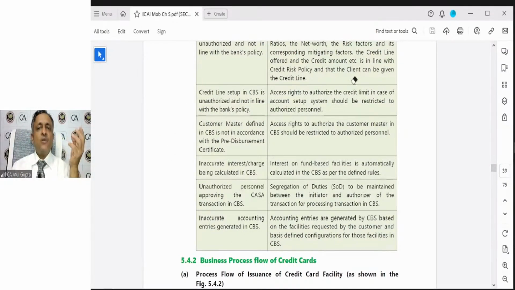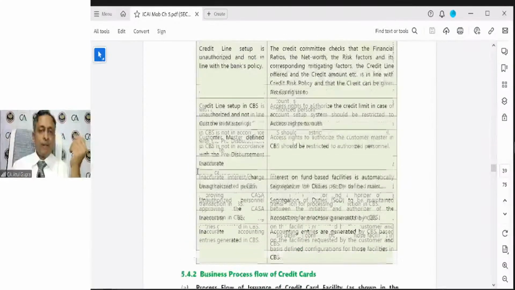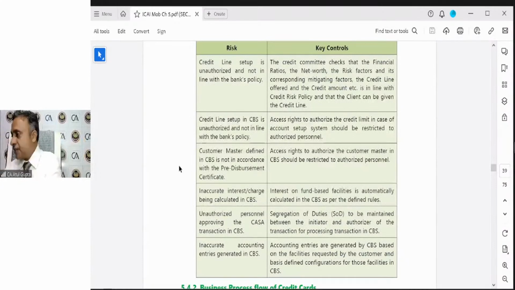So this inaccurate accounting is basically linked to the mapping not being done properly. So that is CASA risk. Now your questions. Yeah, Gundu Chandrasekhar. Good. We are on the second part, but let me answer your question because that is the part we are going to talk about.